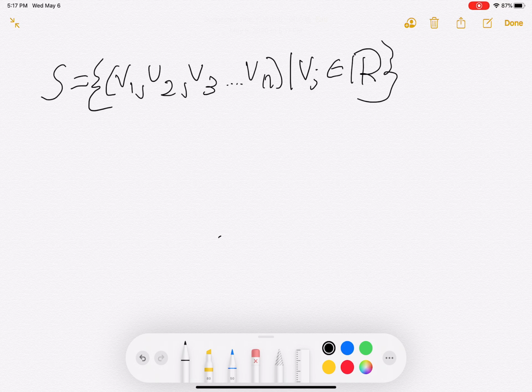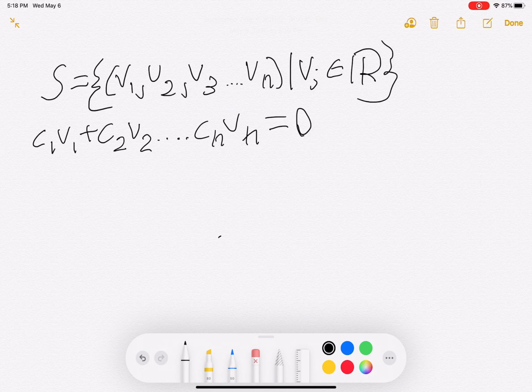And now let's make the statement. This is a statement that's really key to linear independence. So it's the fact that c1 times v1 plus c2 times v2 all the way down to cn vn, so you can see this is a linear combination of vectors, is equal to 0.